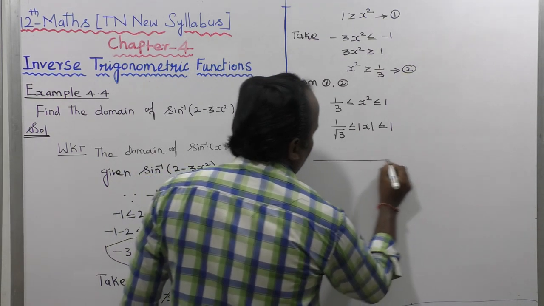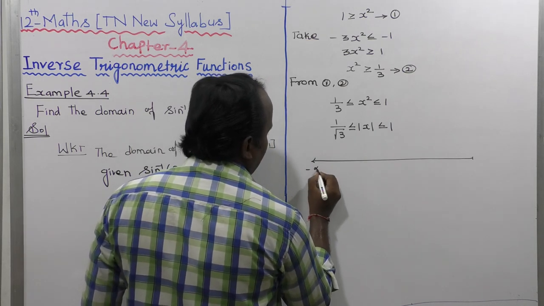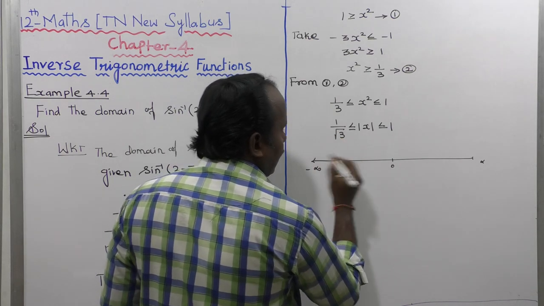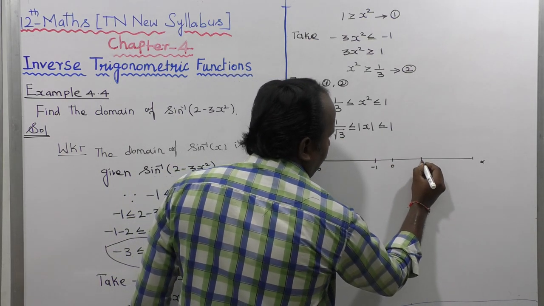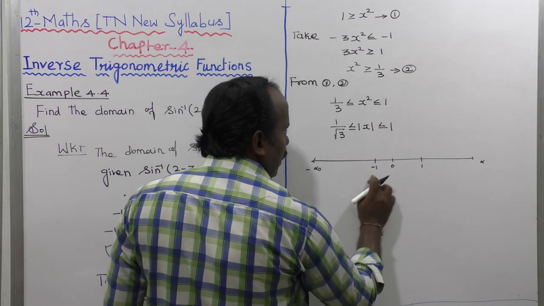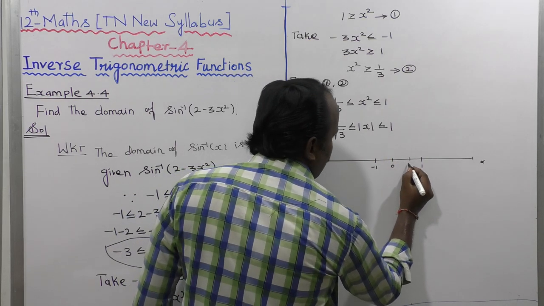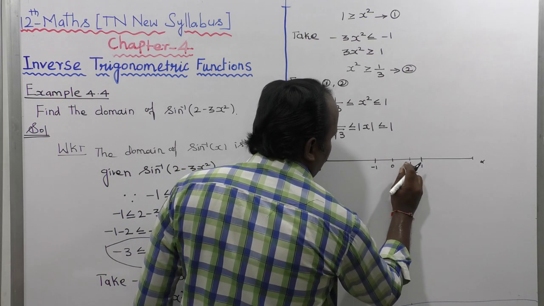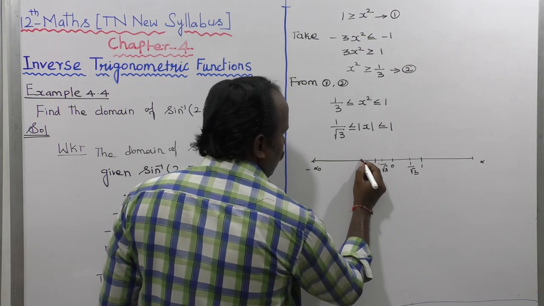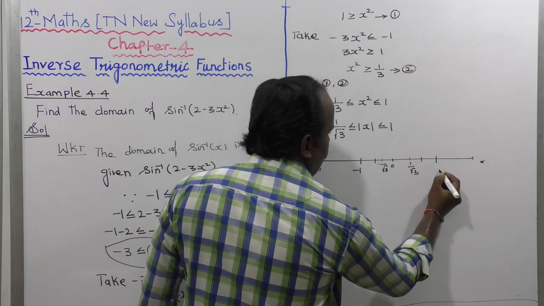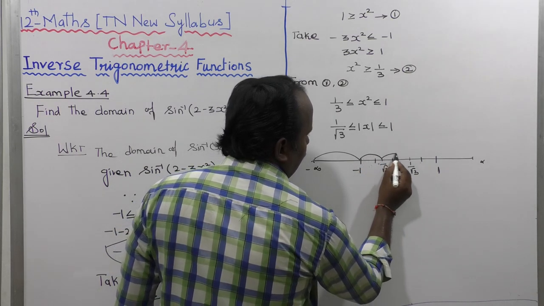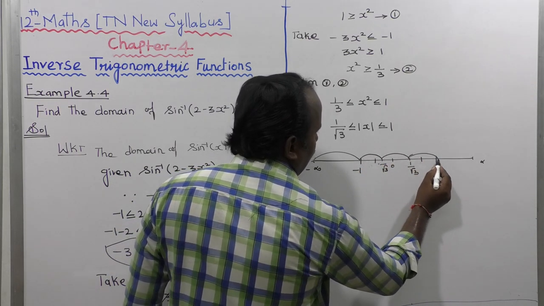First of all, minus infinity to plus infinity, and this one is 0. So x is plus or minus, minus 1 and plus 1 are already there. Next, we get plus or minus 1 by root 3. So 1 by root 3, plus 1, 1 by root 3, minus 1. So plus 1 and minus 1. So here we place minus 1, and here minus 1 by root 3, and plus 1. So this is the first interval, the second interval, the third one, next the fourth interval, next the last one.